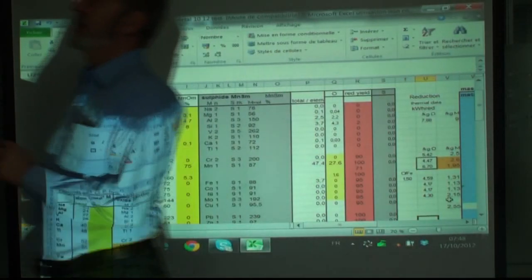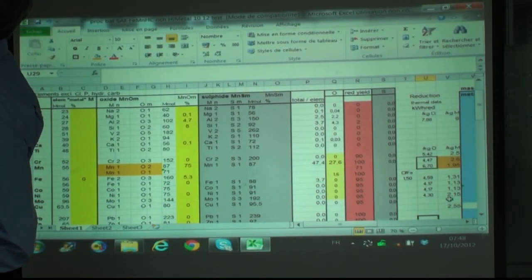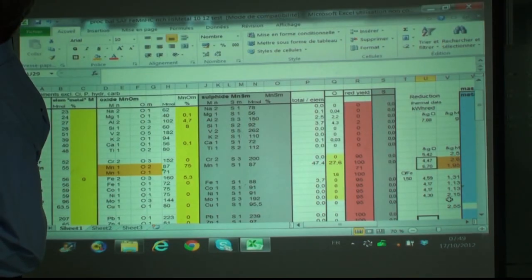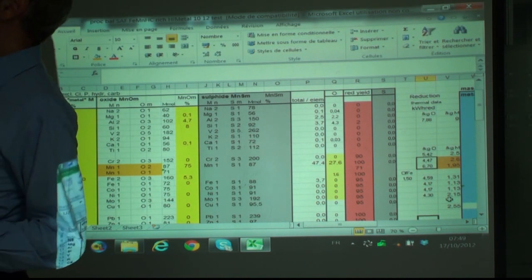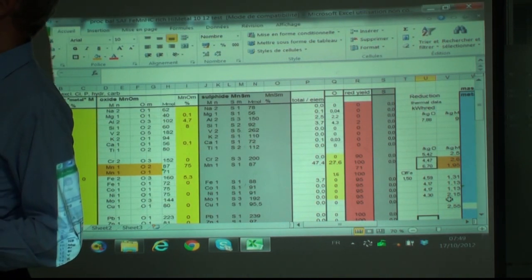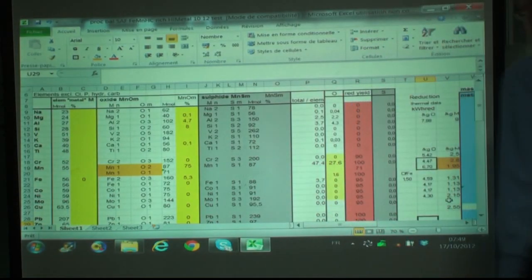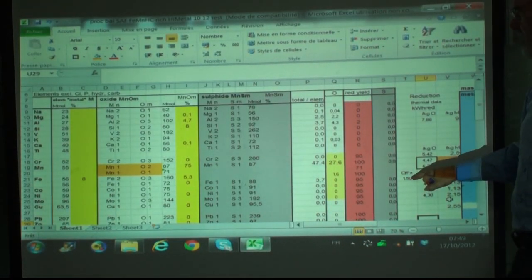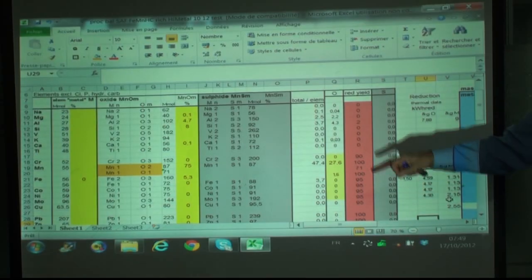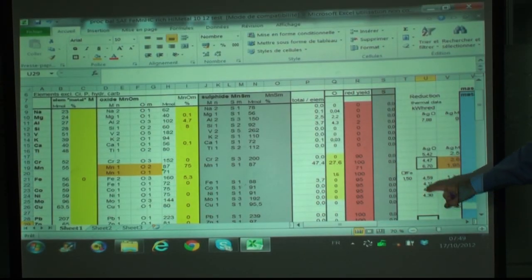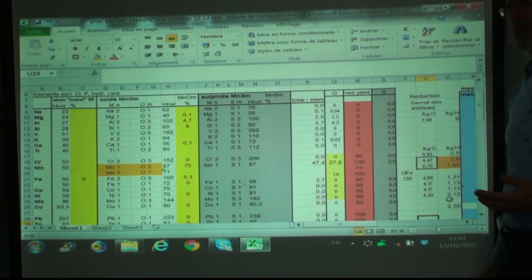So the only thing that matters is the amount of oxygen over iron. In Fe2O3, the O over Fe is 1.5. In FeO, the O over Fe is 1. And here in this ore, we have only Fe2O3, so O over Fe is 1.5. So for iron, things are simple.